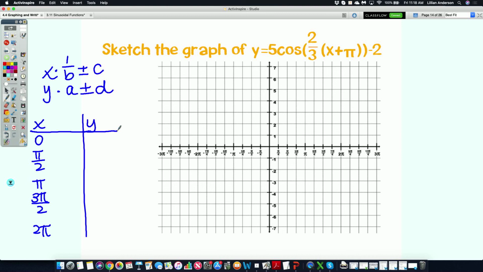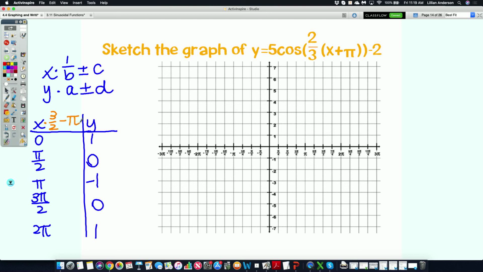What's the cosine of 0? 1. What's the cosine of pi over 2? 0. What's the cosine of pi? Cosine of 3 pi over 2? 0. And the cosine of 2 pi? 1. Okay? That's why we use those 5, because they give us nice values back. So we're going to multiply all of our x's by 1 over 2/3, which is what again? 3 over 2. And then we're going to add or subtract our c. Which one?